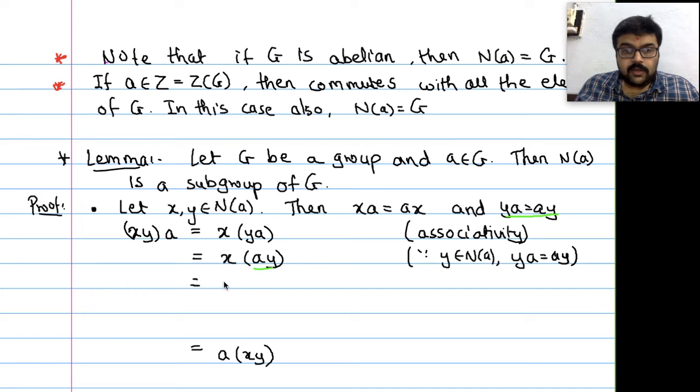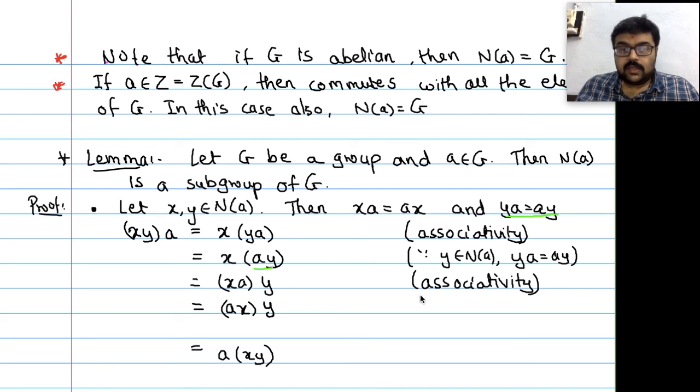And then we can again use associativity. Very simple, we pair up X and A first. Then XA equals AX. The reason is that since X belongs to N_A, X commutes with A. So XA equals AX.